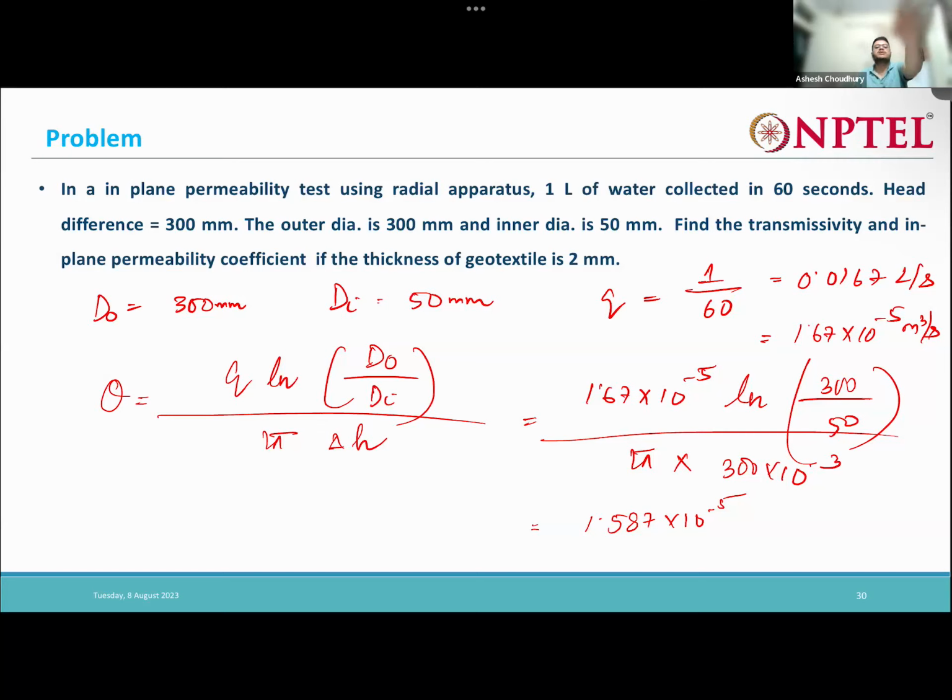You can easily tell by looking at the expression only. What will be the unit of transmissivity? Meter cube by meter second. That is, I think, meter square by second, because numerator meter cube per second, denominator meter, so meter square per second.